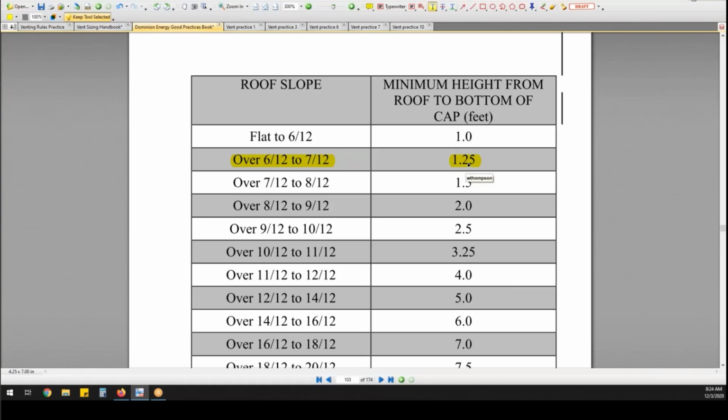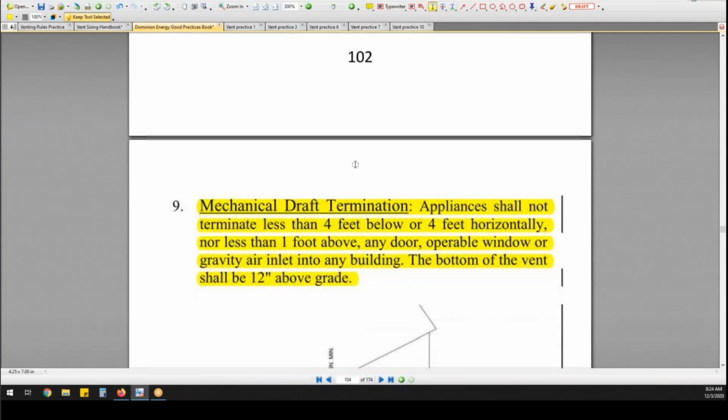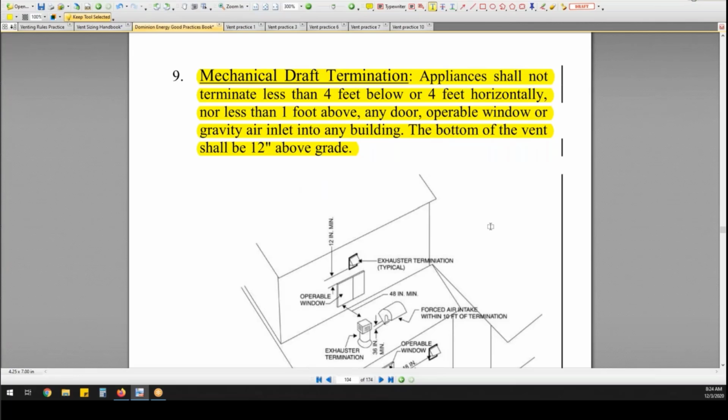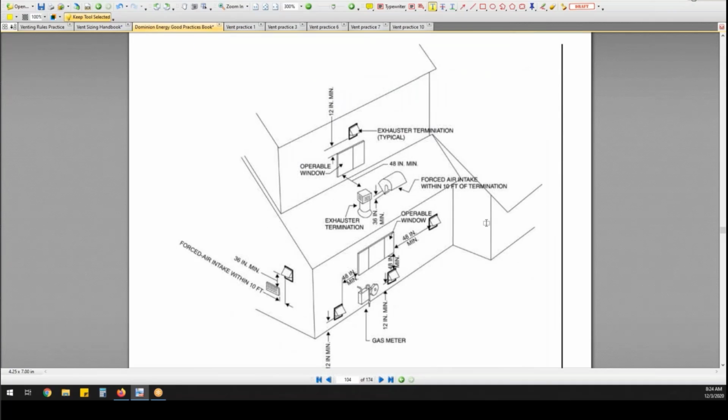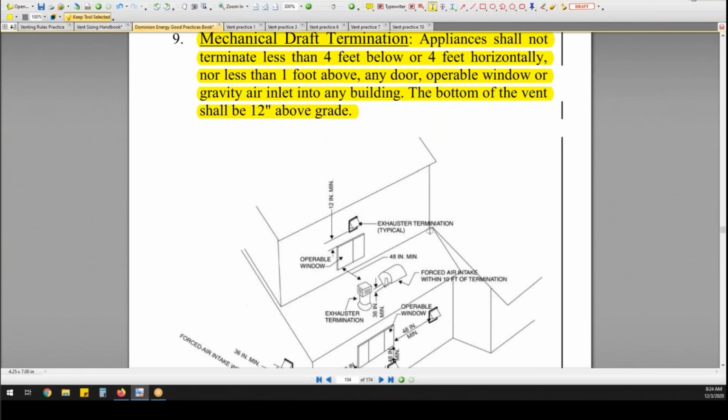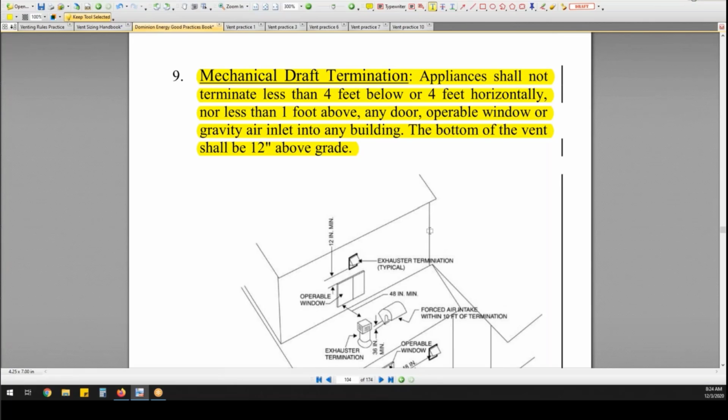Teen, so what'd you get on that one? Good practices 103. Mechanical draft termination. Appliances shall not terminate less than 4 feet horizontally nor less than 1 foot above any door, operable window, or gravity air inlet into any building. The bottom of the vent shall be 12 inches above grade. Okay, and they even show you pictures of all different scenarios of how that might look, okay? So go ahead and tell me the next one.